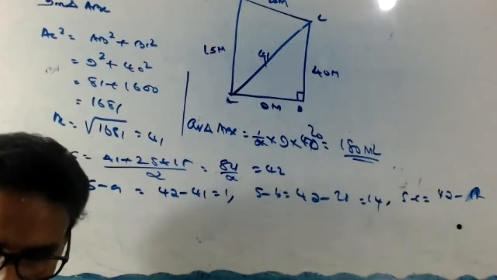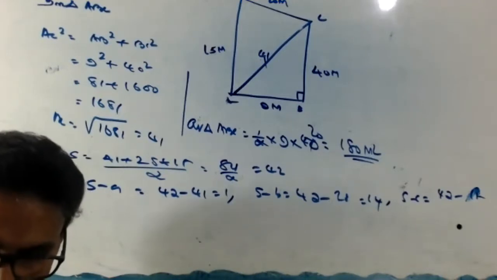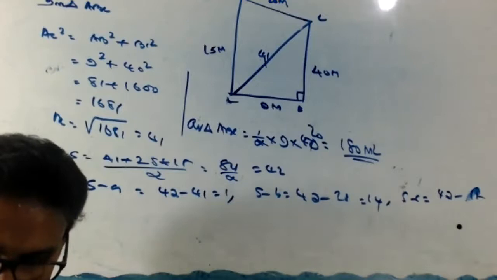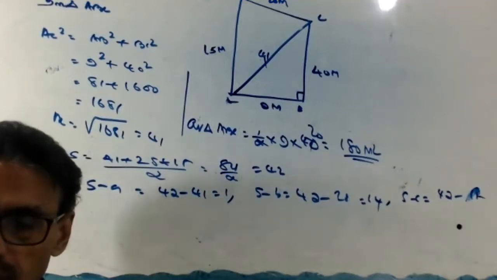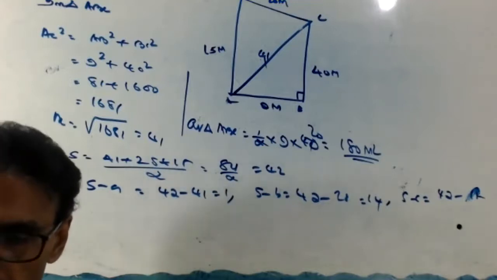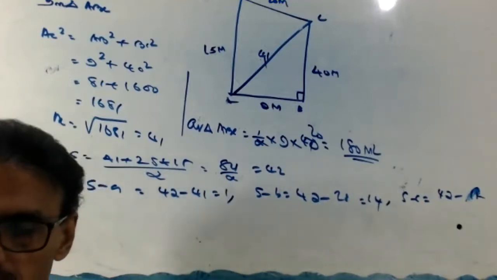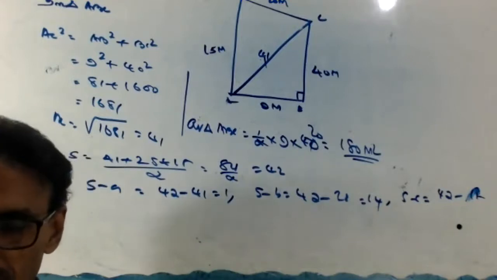Okay, you got the area 181. That is correct. Next one, S equal to 42. S minus A is 1, S minus B is 14, S minus C is 27. Then you find out. Okay, up to here. Then what is the problem? Last class you did Heron's formula, right? You attended or not? Use that one. Go back to last class, how we did Heron's formula, and apply.